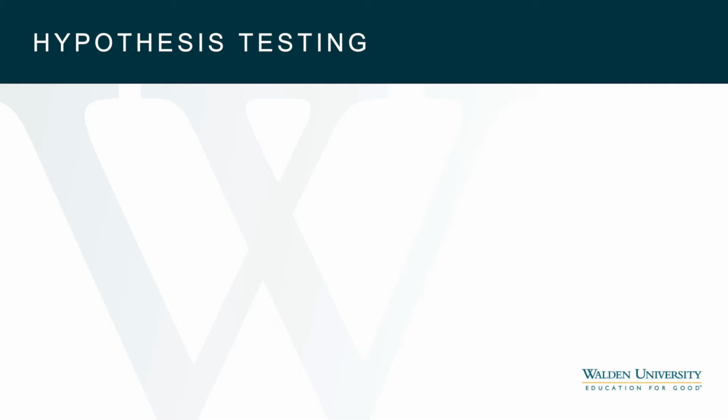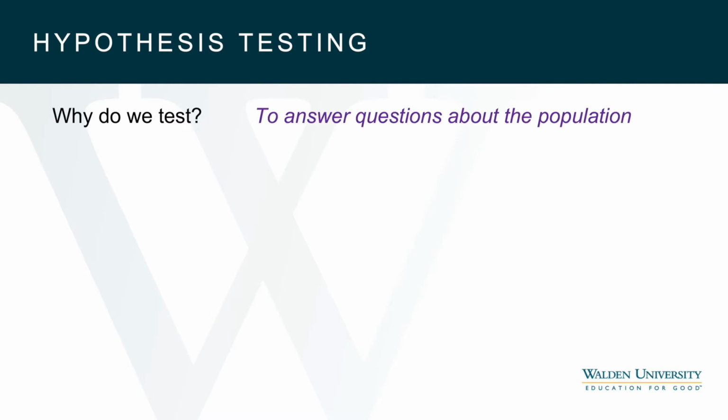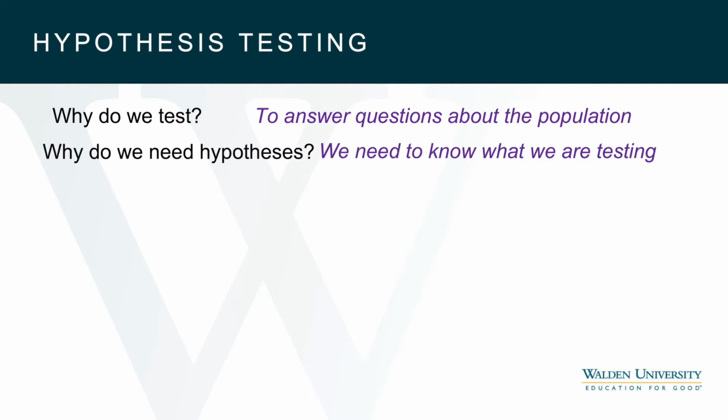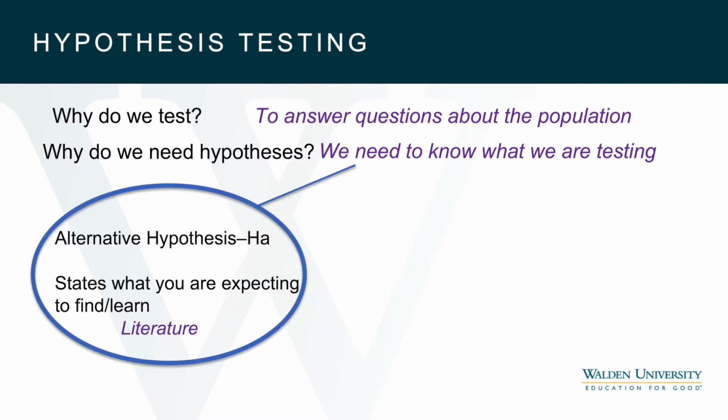Hypotheses are different. We have to learn what we are going to test. That is the purpose of a hypothesis. We want to answer those questions about the greater population, right? Now, why do we need these hypotheses? We need to know what we're testing. The first hypothesis that I always formulate is called the alternative hypothesis. It states what I'm expecting to find, what I'm hoping to learn. Often it follows the literature.